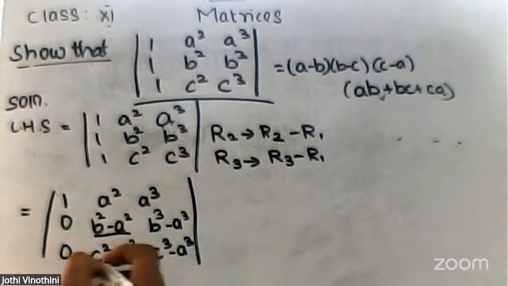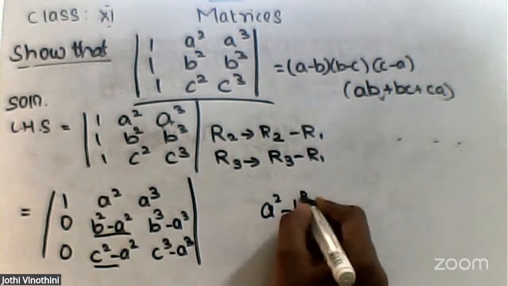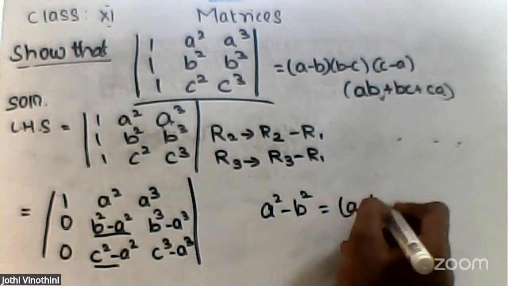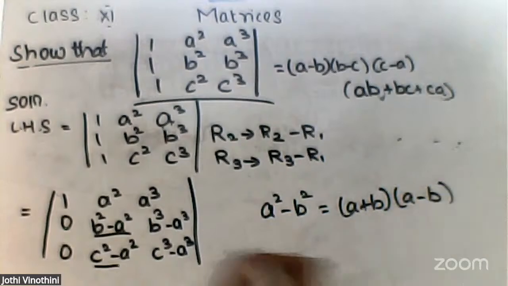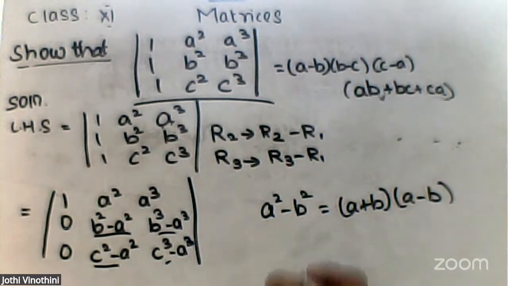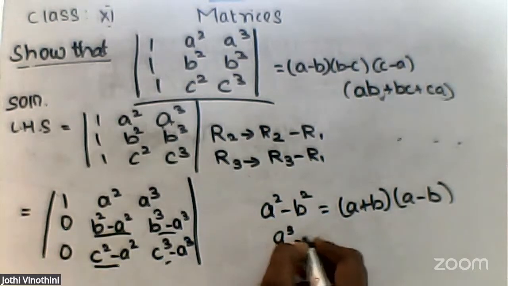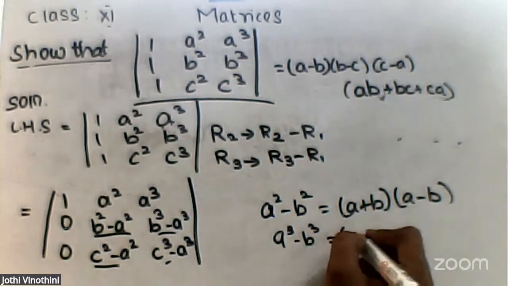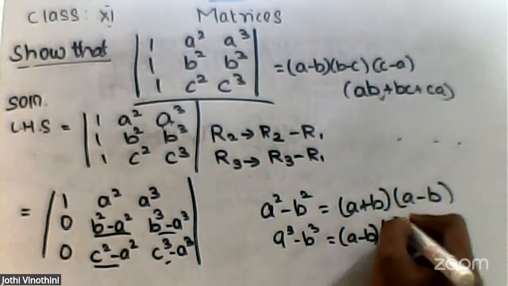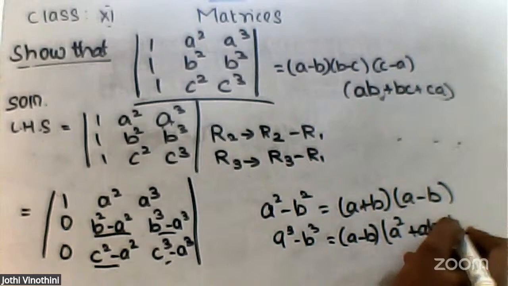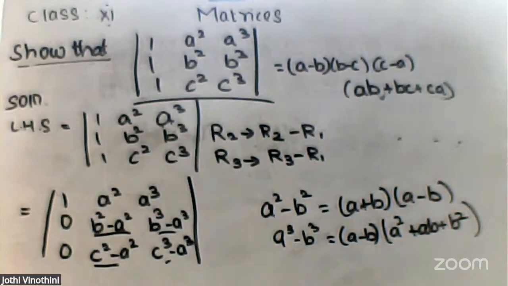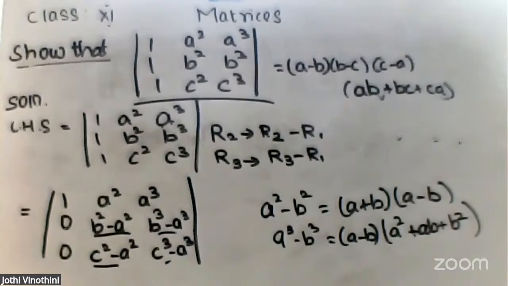See these two terms. They are in the format of a squared minus b squared, which is a plus b times a minus b. See these two terms. They are in the format of a cube minus b cube. The formula for that is a minus b multiplied by a squared plus ab plus b squared. So now we are going to expand these four terms using these two formulas.